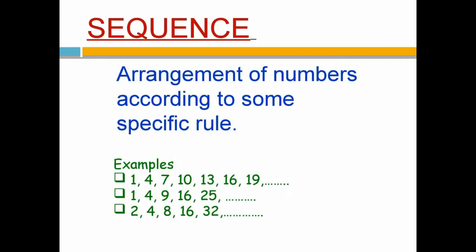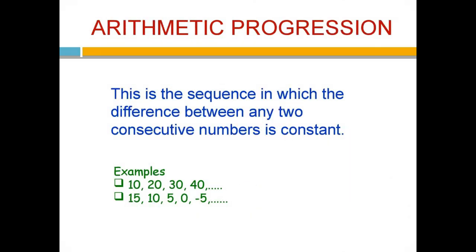What is sequence? Arrangement of numbers according to some specific rule is called as sequence. Now here you can see three examples. In first example, 3 is added continuously to get the next number. The second example is the set of perfect squares. In third example, 2 is multiplied continuously to get the next term. So such arrangement of numbers which follow some specific rule is called as sequence.